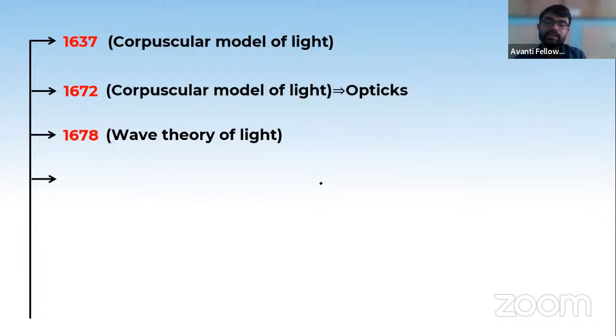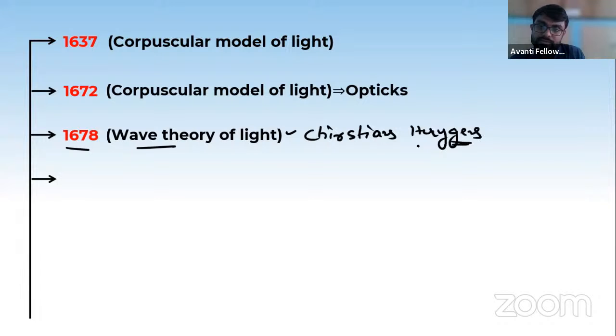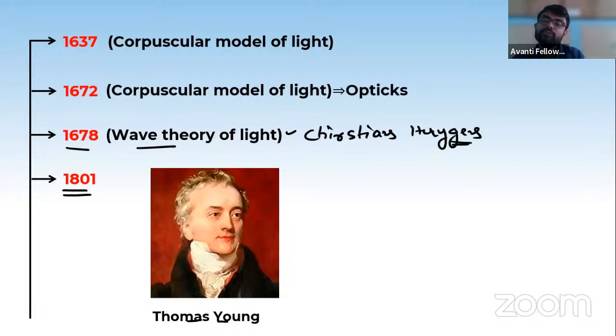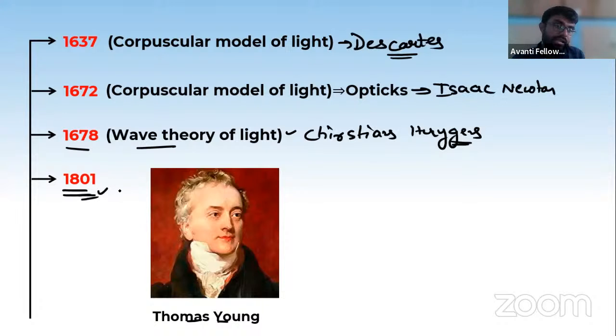So in 1678, when Christian Huygens gave this wave theory, then in 1801 Thomas Young also did some experiments. He was also a very famous scientist of his times. Let me write the names. Started from Descartes, then Isaac Newton, and then Christian Huygens. Then in 1801, Thomas Young.